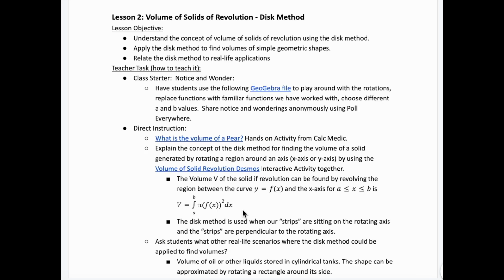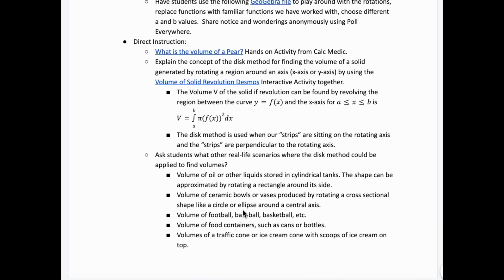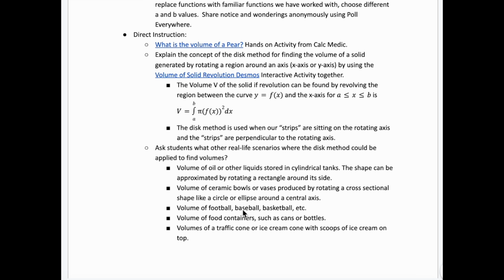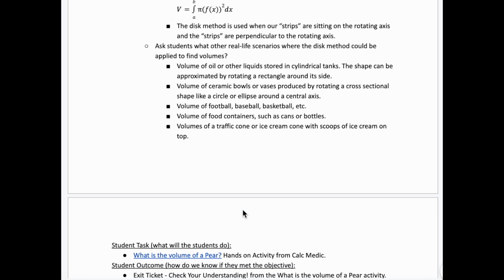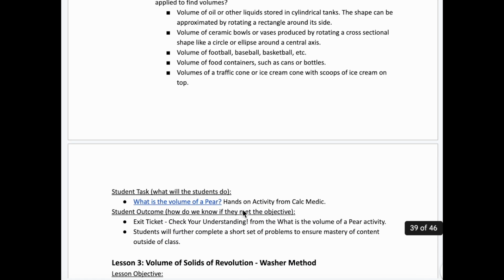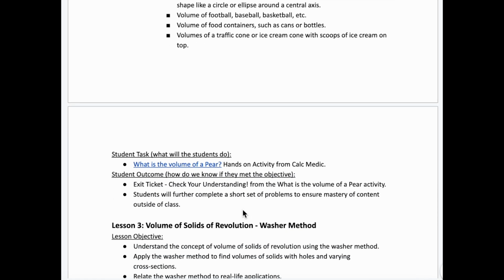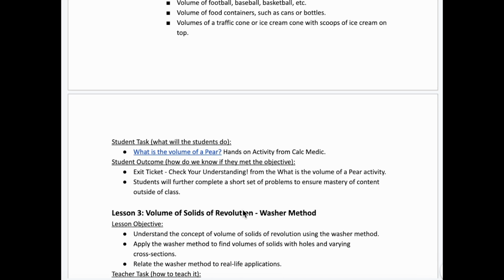With respect to active learning and collaboration, learning by doing is the best way to learn. Throughout this unit, students will be working on problems and activities that will challenge them to think critically and apply their knowledge. We'll be working in pairs and small groups, allowing students to learn from each other and develop their communication skills. This collaborative approach will foster a sense of community and shared responsibility.